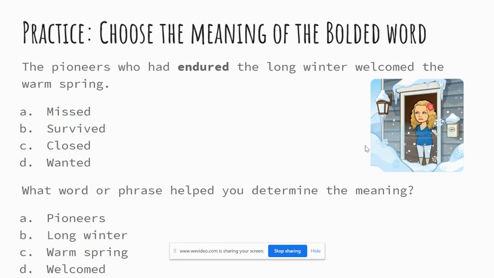What word or phrase helped you determine the meaning of the word endured? The sentence says, the pioneers who had endured the long winter welcomed the warm spring. What word helped you determine the meaning of the word endured? Was it A, pioneers, B, long winter, C, warm spring, or D, welcomed?